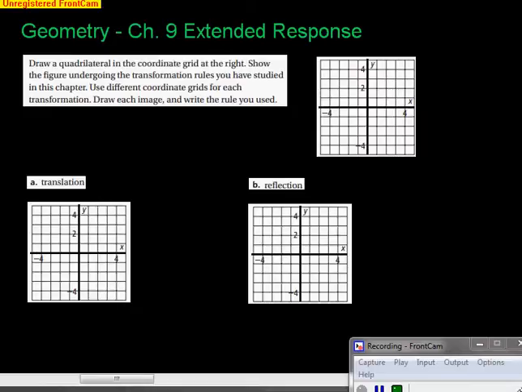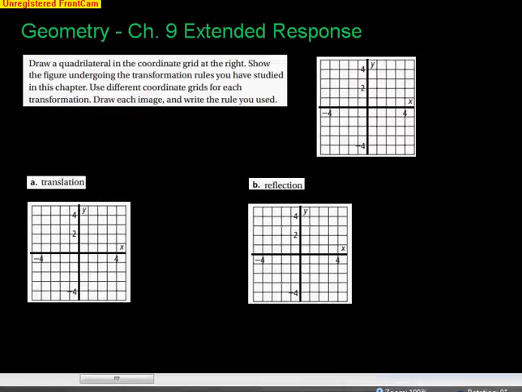So this is kind of an open-ended question, very similar to the congruent triangles test, if you remember. So I'm going to go ahead and put a trapezoid on here. And again, it's just going to look something like this. You can do whatever you want. It can be wherever you want it to be. So there's mine.